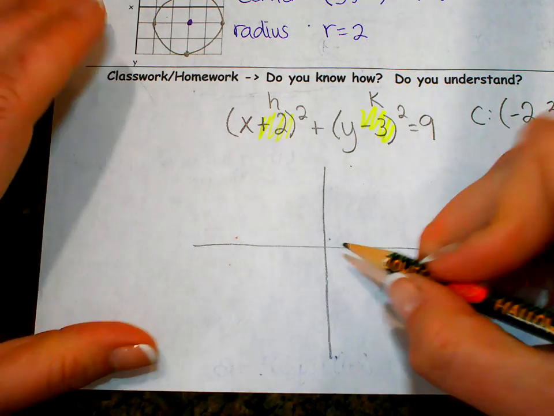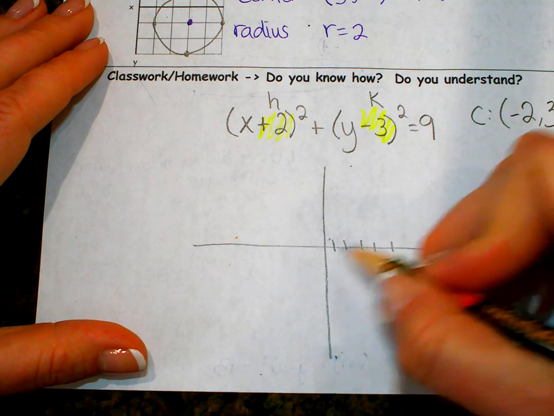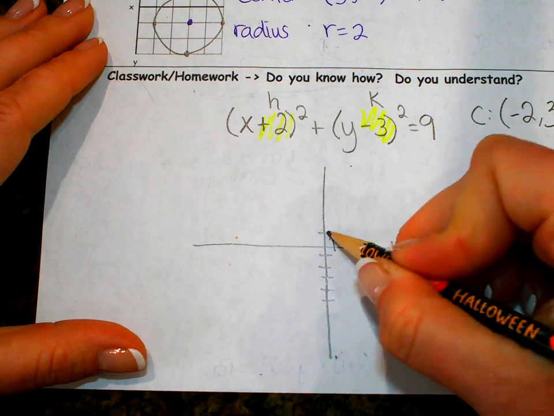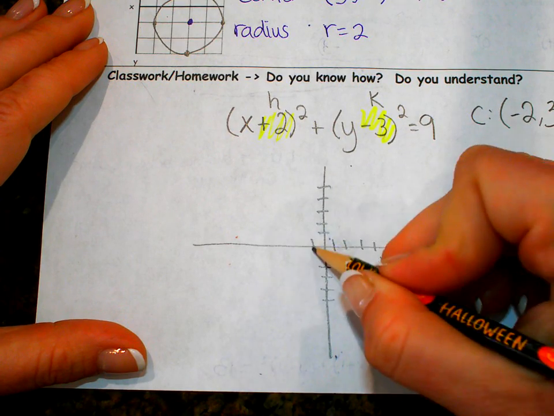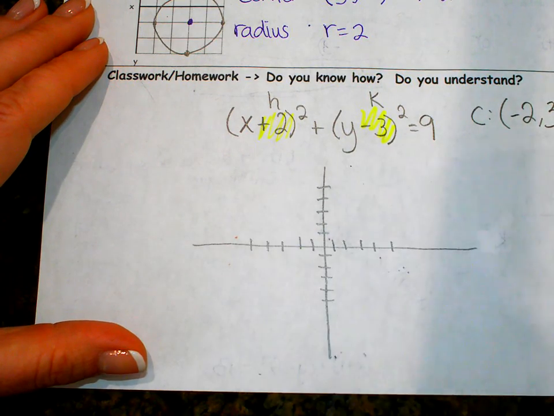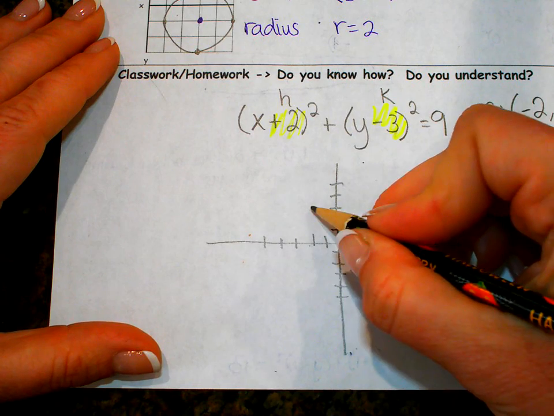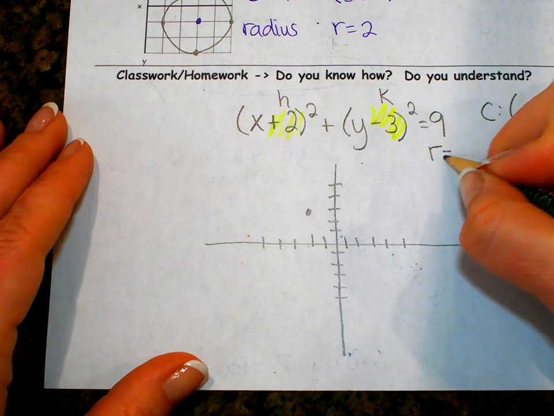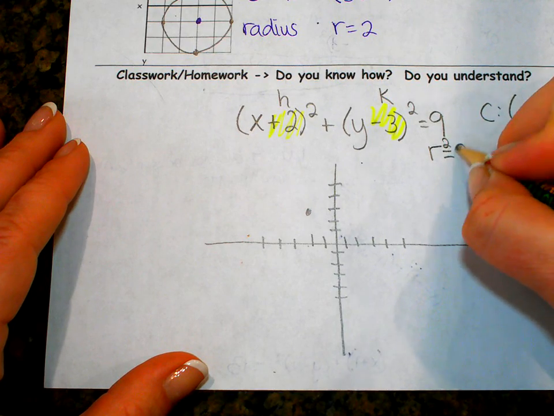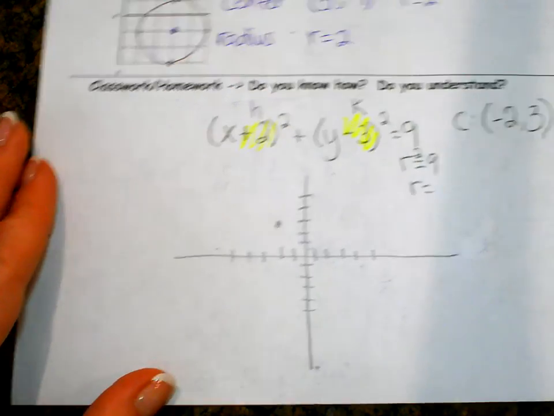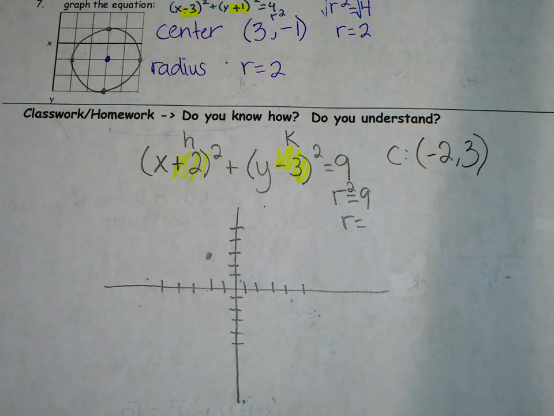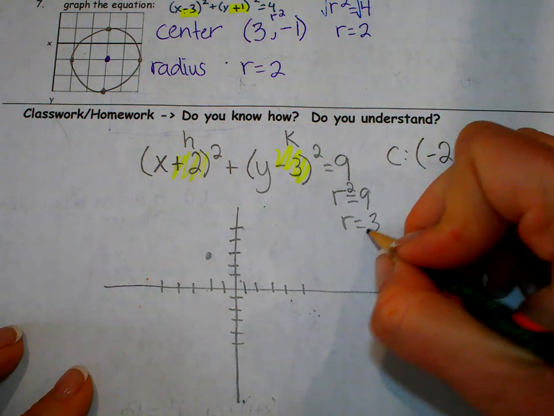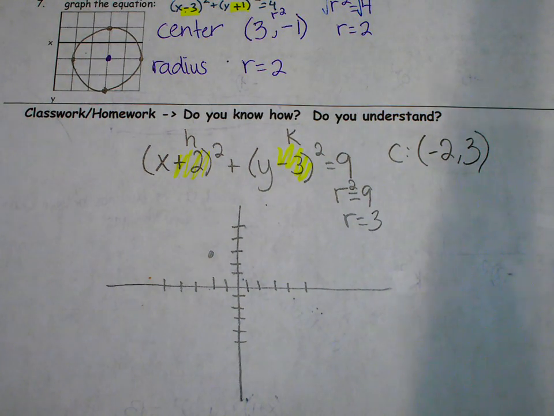All right, so I'm making my graph. -2, +3 is my center. Okay, what's my radius, guys? If I know that radius squared is 9, what's r? Well, it's 3, right? So I'm going to go each direction 3.